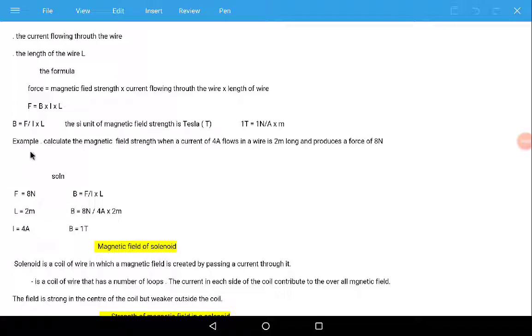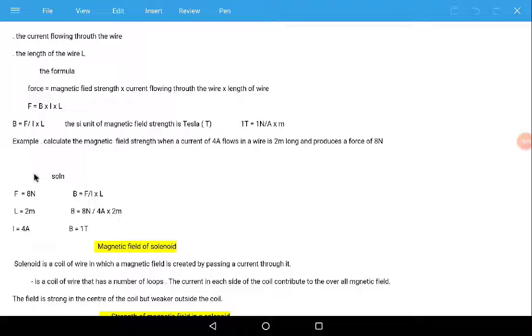Now let us see an example. Calculate the magnetic field strength when a current of 4 ampere flows in a wire 2 meters long and produces a force of 8 Newton. Now given: current 4 ampere, length 2 meter, and magnetic force 8 Newton. These all are given. Now what is required? Magnetic field strength, or B.